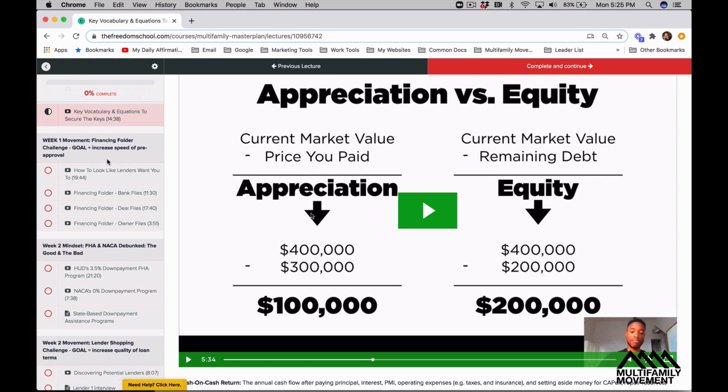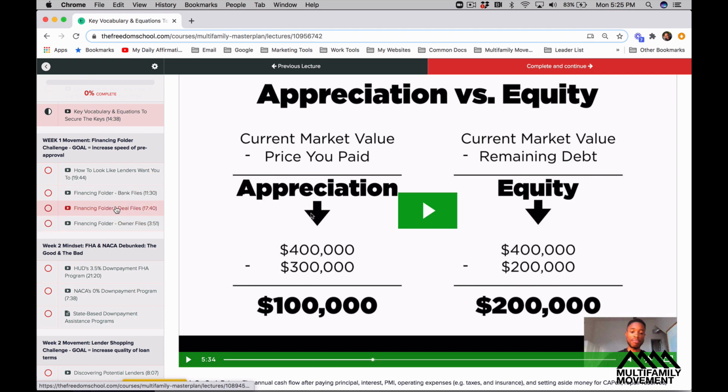Then in week one, you're going to start to take action, and this is going to be your financing folder. Your financing folder is going to be how you put all of your documents together to make sure that lenders receive your file in the easiest way for them to understand where you are on the journey.